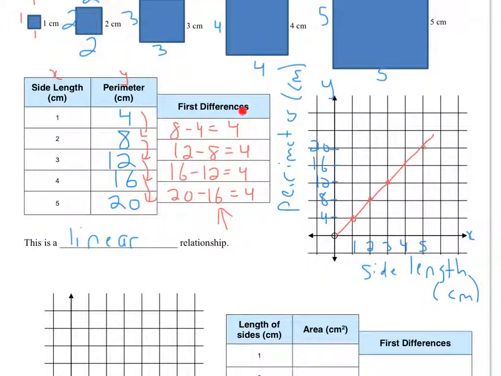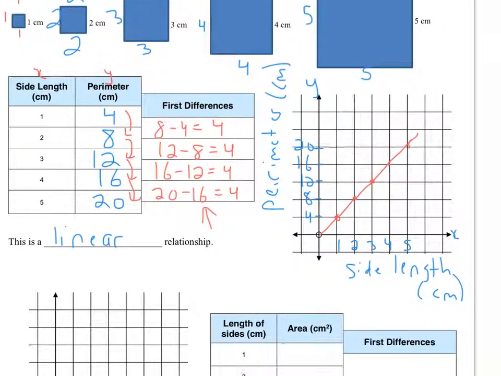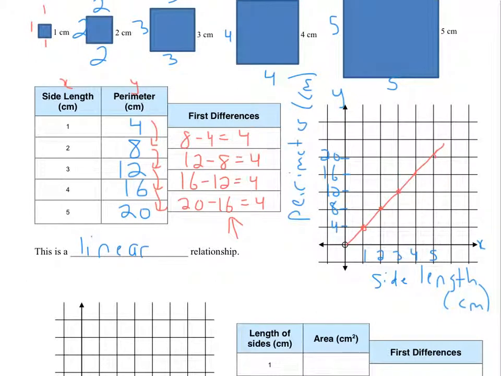So we notice that all the first differences are the same. They are all equal to 4. This value of 4 is significant, and we are going to go into a lot more detail about this value in our next topic.